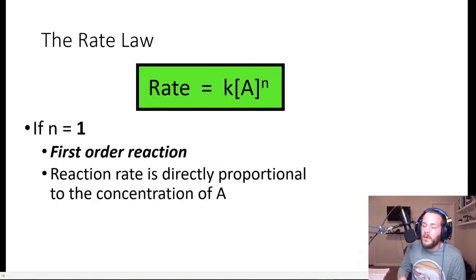What if the value of n is 1? Then we have what's called a first order reaction, in which the reaction rate is directly proportional to the concentration of A. In other words, if the concentration of A goes up by a certain factor, the rate will go up by that same factor. As one goes up, the other also goes up in a proportional, linear fashion. So that's a first order reaction.